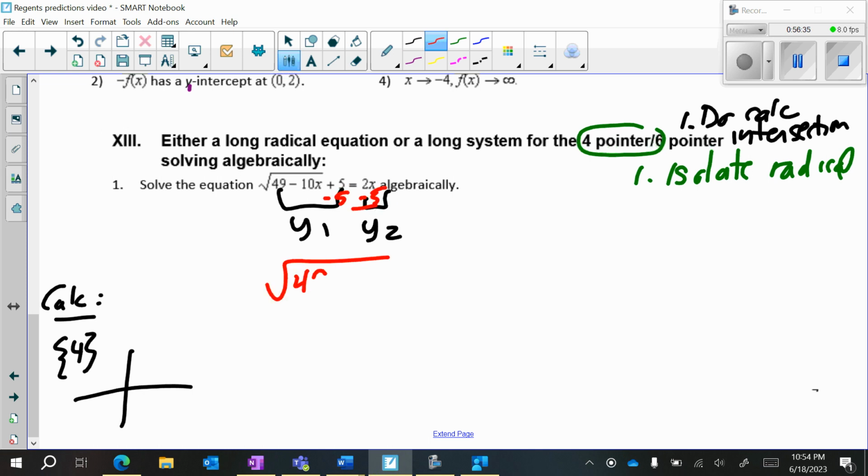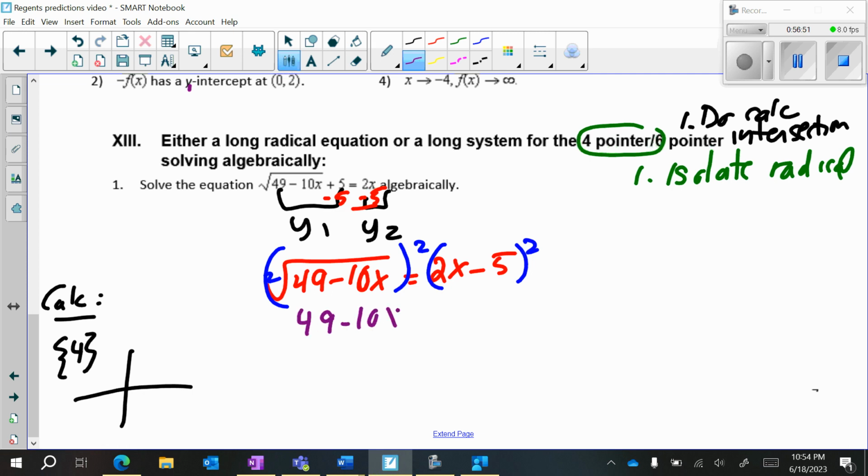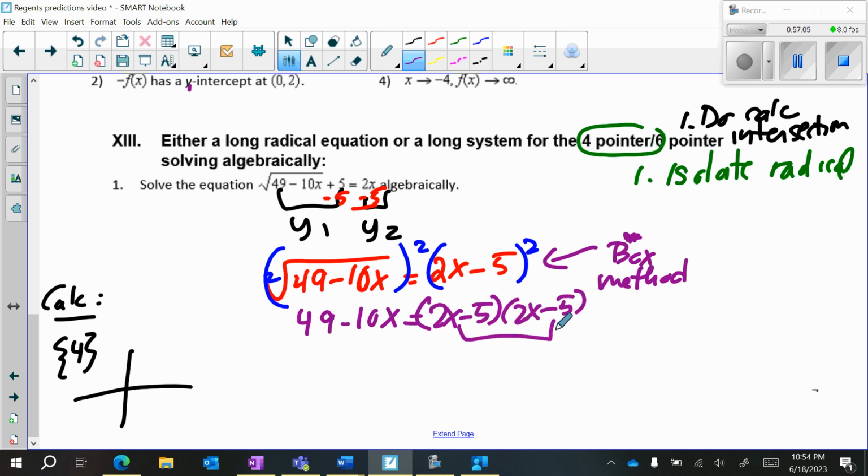You cannot square both sides until you isolate the radical. Once that radical is isolated, now you can square both sides, which is the opposite operation of the square root. When you square both sides, the square and the square root cancel each other out, and you just get what's under the radical on the left. Now on the right, here's where you know you're going to have to do box method or FOIL. And this is where kids mess up a little bit. They forget how to do that. So on the side, you're going to do 2x minus 5 times 2x minus 5. Here's where it gets kind of algebraic.